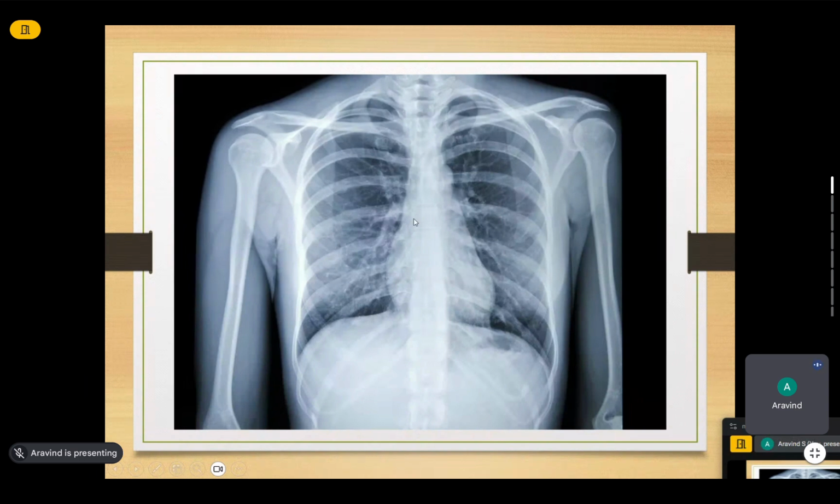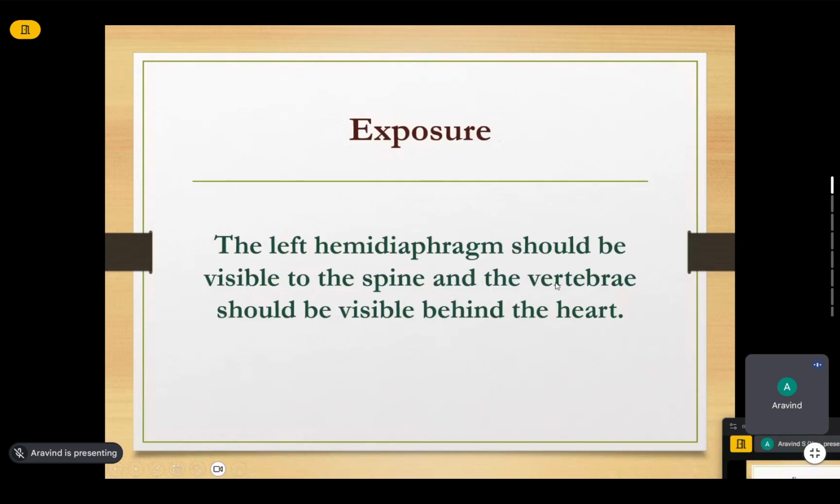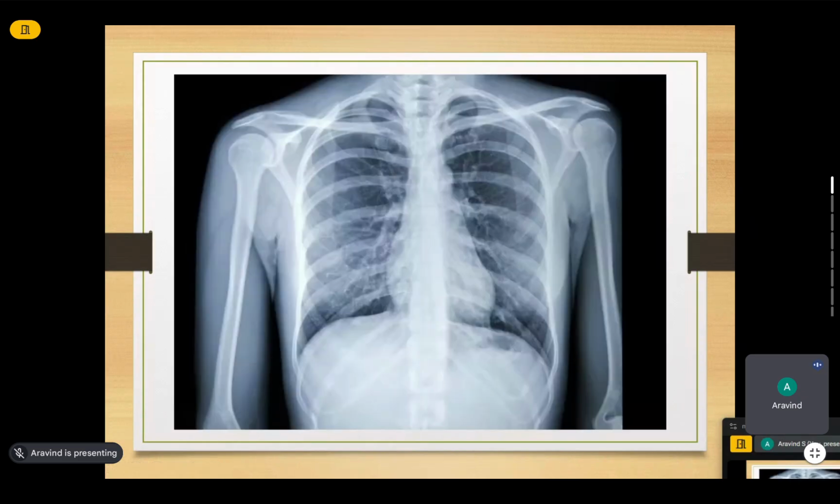And another thing is that the vertebral bodies must be visible beneath the heart. So beneath the heart chamber, you are able to see the vertebrae, including the scales are also visible. And so these two things ensure that the film is properly irradiated.